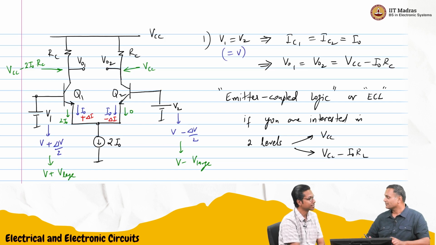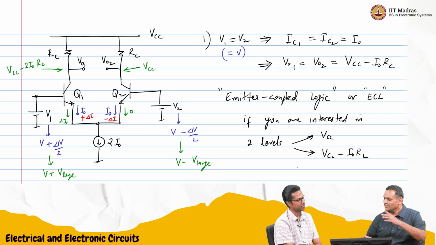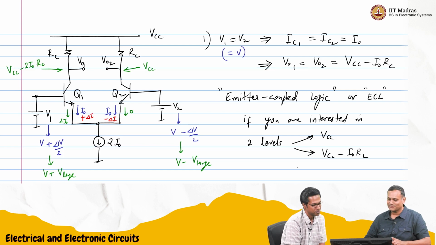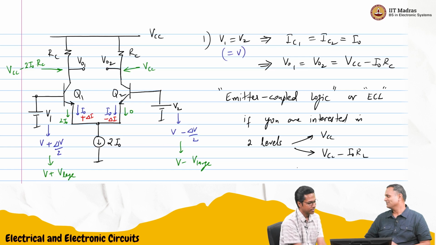And I heard this ECL is the fastest logic family. If you want to switch the gates at very high speeds, this is the fastest you can do. So maybe the Q1, Q2 operation region, etc., can be designed properly with this 2 I naught RC and all that.